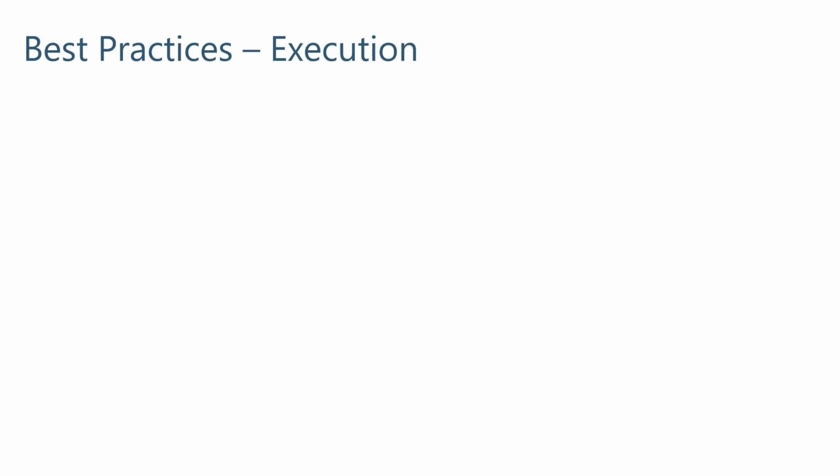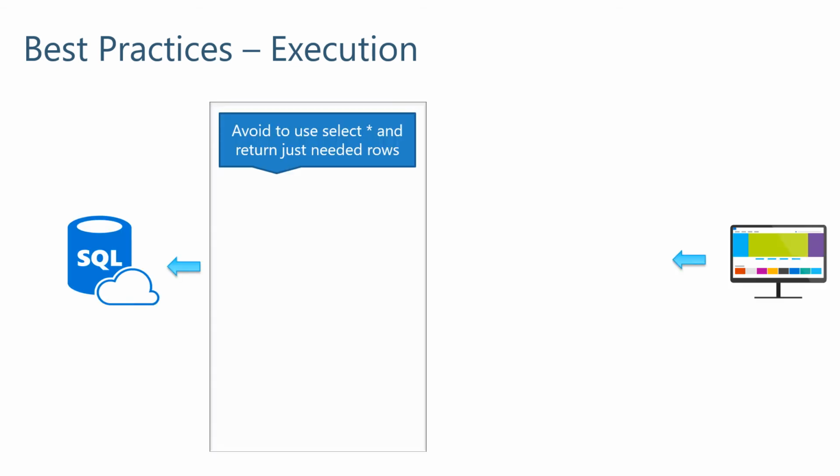Other best practices about execution. It's very important to try to avoid running select star and return just the needed rows. Remember that when you run select star, you're going to retrieve all the data that you have, and on the connection it's very important to have a very good bandwidth, etc. So return just the needed rows and avoid the star. Just specify the fields that you want to receive.